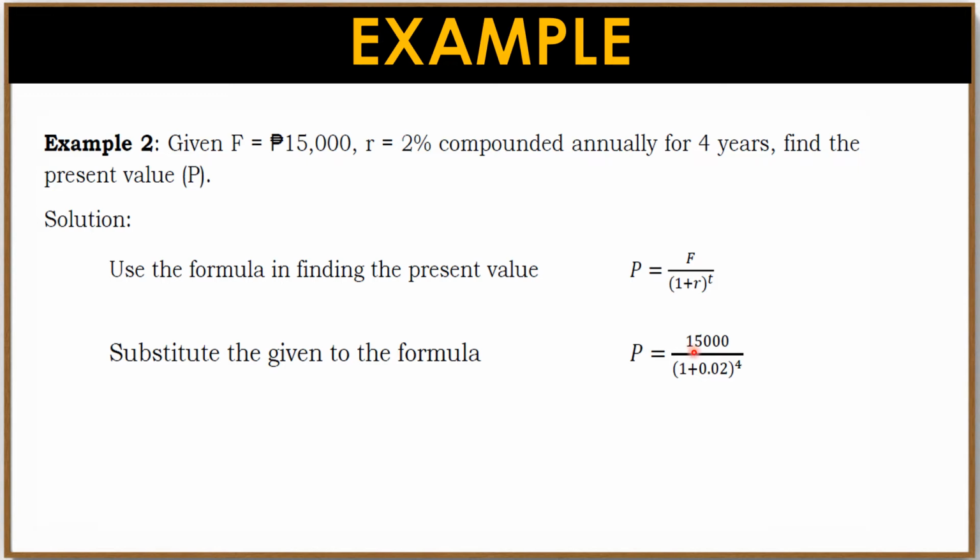Substituting this, you have 15,000, this is your given future value, and your 2% is expressed here as a decimal, that is 0.02. And 4 here came from the time in years. Now let us perform the operation, and you will get 13,857.68. So that is the present value.